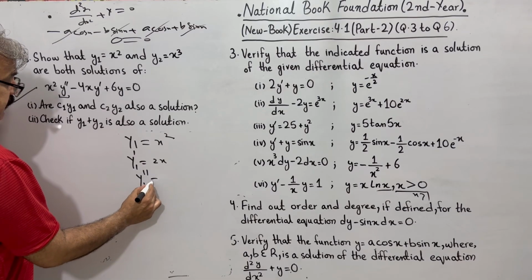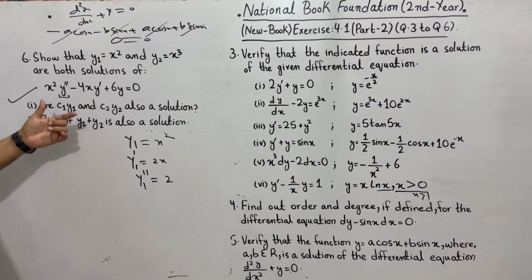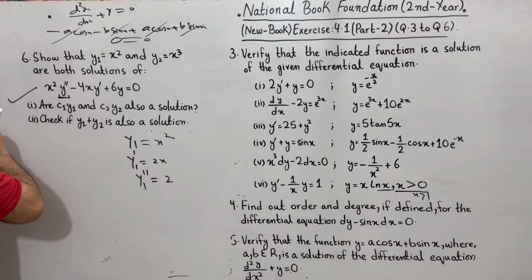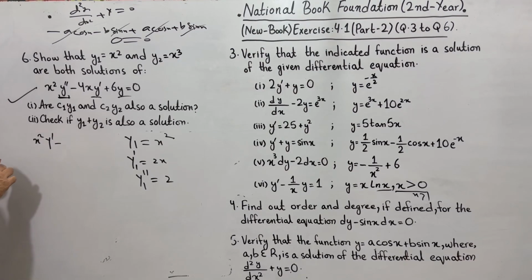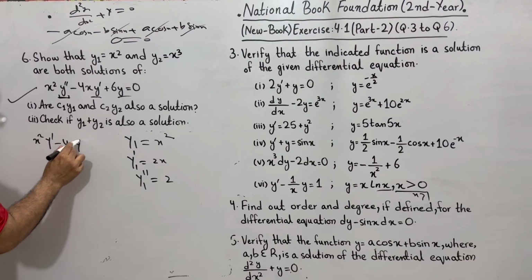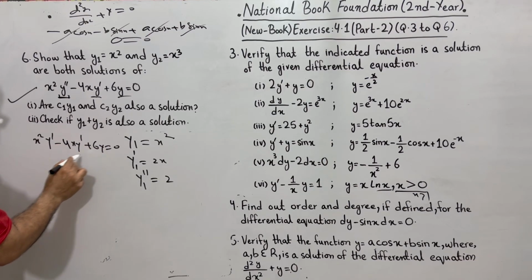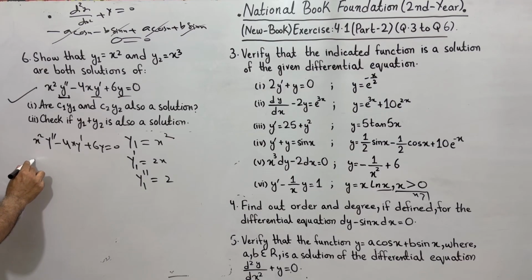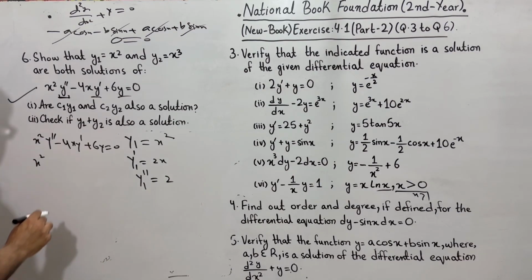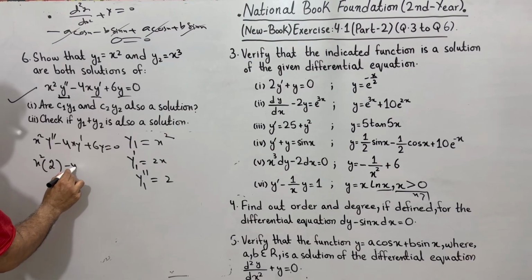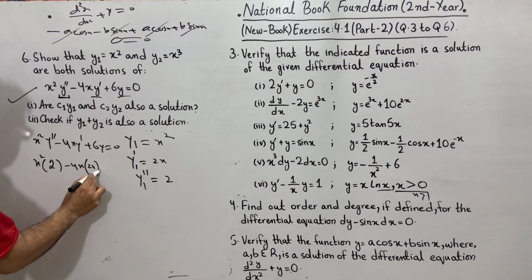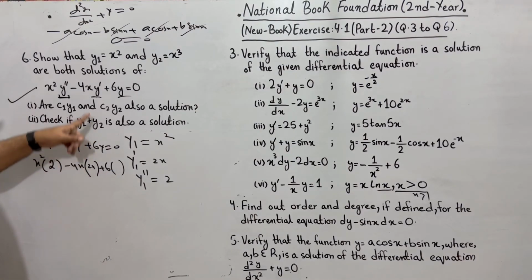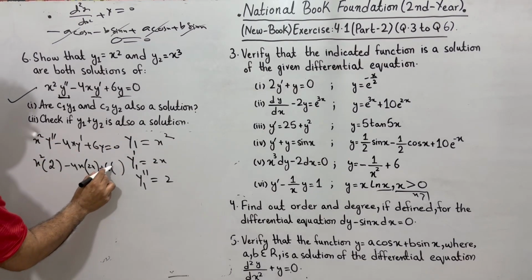The double derivative of y1 leads to 2. Plug both these values here, the value of the double derivative, the single derivative, and y itself. Let's see what props up. x square y double dash minus 4x y dash plus 6y is equal to 0. Here x square y double dash means 2, minus 4x y dash means 2x, plus 6y means y itself, y1, x square.